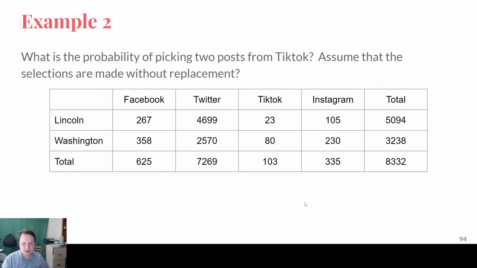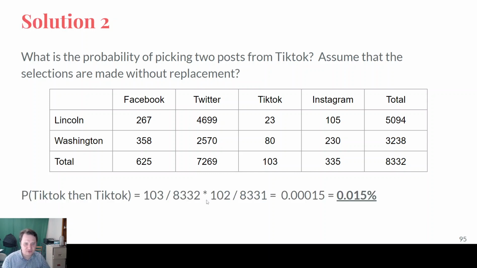Here's another example. What is the probability of picking 2 posts from TikTok? This time, assume that the selections are made without replacement. Well, in that case, now we have dependent events. So we had 103 TikTok posts out of 8,332. We're going to pick one, and then we're going to pick another one, but we can't pick the one we already picked. And so as a result, notice what happens. The TikTok number goes from 103 to 102, because we've picked a TikTok post that we can't pick anymore. And the total has gone from 8,332 to 8,331, again, because we've picked a post that we can no longer pick again.